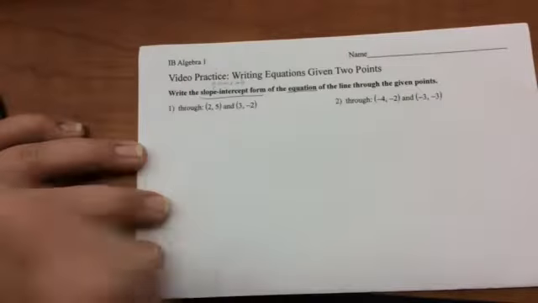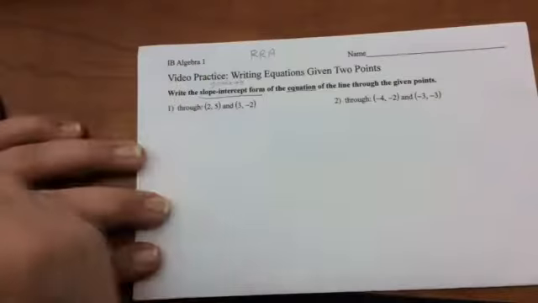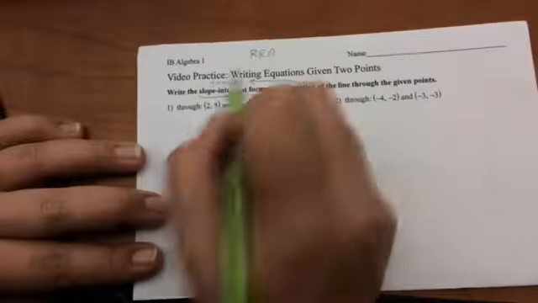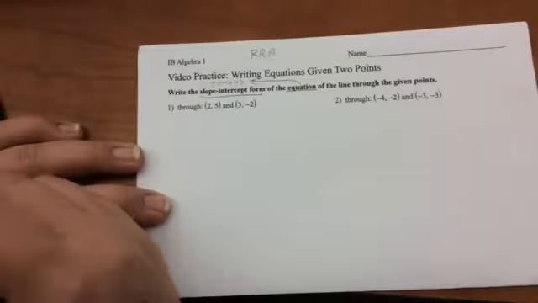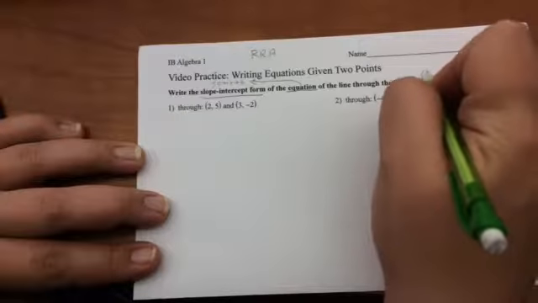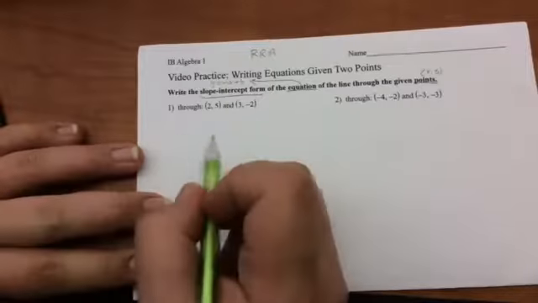Go ahead and annotate your paper with me. We're using the RRA, read, reread, and annotate method. The equation is going to be our y equals mx plus b. And we're going to write the equation of the line through the given points. So points I know are in the XY format, so I'm going to put that above the word points. So I've got 2 points here.